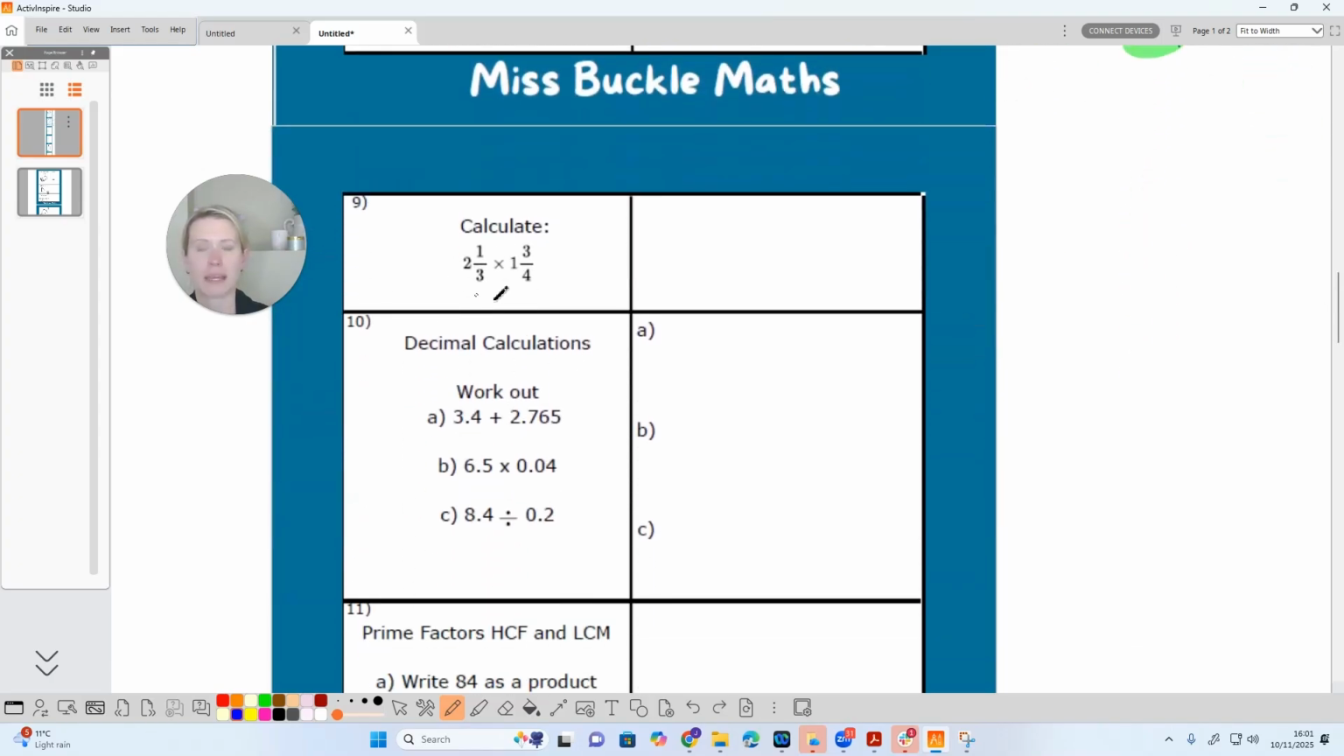Okay, when you're multiplying mixed numbers, you first have to convert them into improper fractions. 2 1/3. Well, that's 3/3 twice plus your 1/3 makes 7/3. And 1 3/4, that would be 4/4 plus 3/4 makes 7/4. Okay, so we're doing 7/3 multiplied by 7/4. 7 times 7 is 49. 3 times 4 is 12.